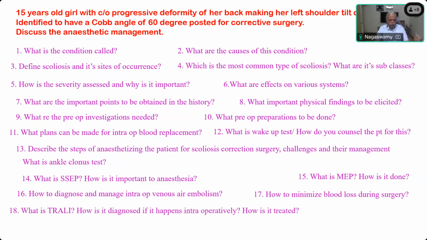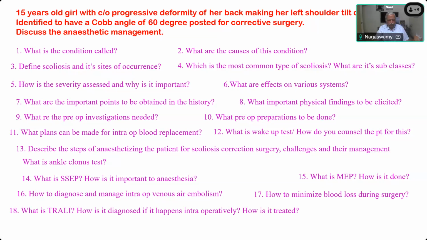So what is TRALI? How is it diagnosed if it happens intraoperatively, and how is it treated? So TRALI is transfusion-related acute lung injury, sir. Very good. Patient will have ARDS pattern, sir. Excellent. Prone position and mechanical ventilation is the ideal treatment, sir. Assuming the patient is in prone position. Prone position and yes, sir.